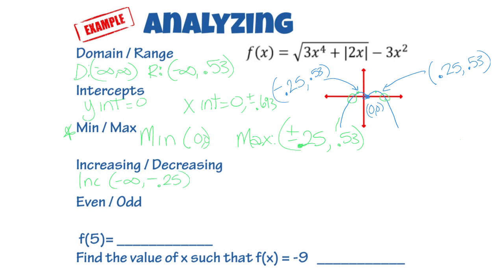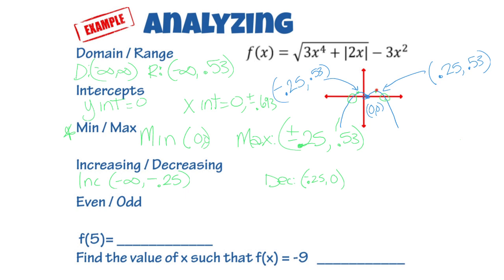Then the function immediately starts decreasing. So now I'd write decreasing. And it's going to decrease from that same spot, negative 0.25, until it gets to that 0, 0 mark. And that's an x value that I'm writing.